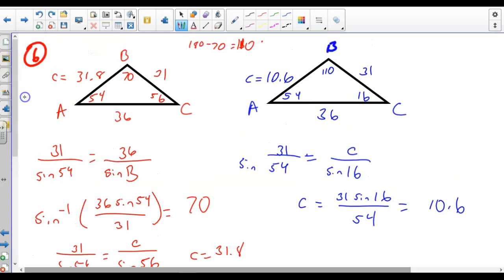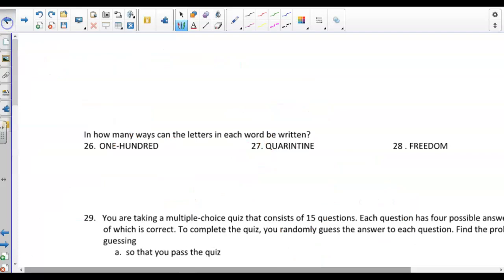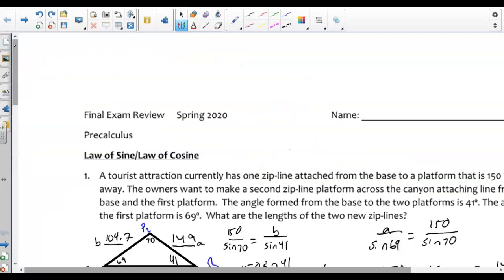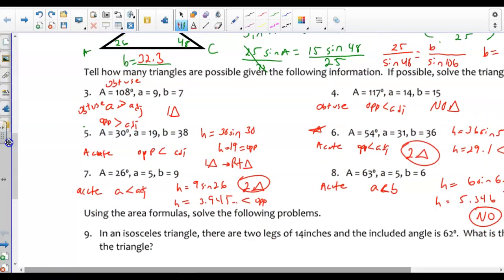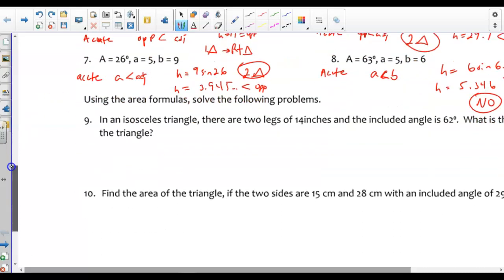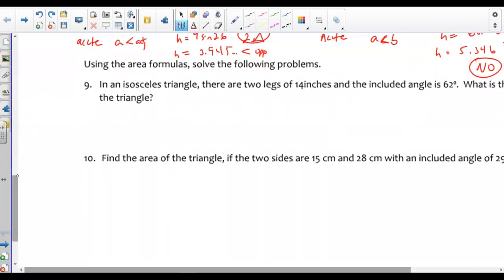All right, and that is completing two triangles, okay? Again, I'll post a key to the other ones, to 5, 7, and 8. All right, there's no work for this one once you establish there's no triangle. Okay, moving along with this review.